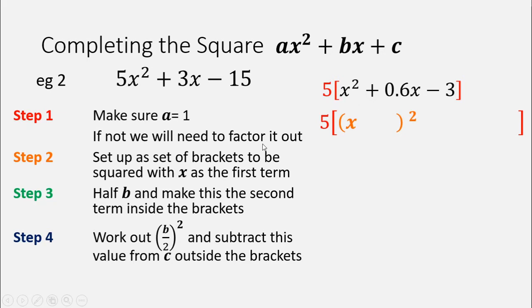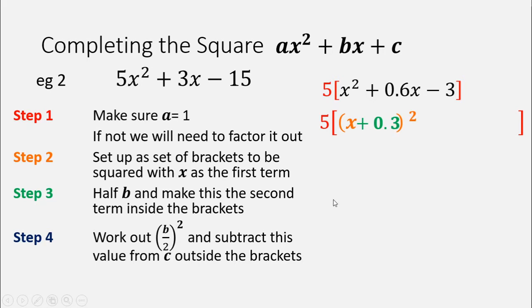Step 3, half of b, half of this decimal value. It is a decimal value, but we can half it nice and easy. Half of 0.6 is positive 0.3. Okay, step 4, work out what b divided by 2 squared is. Work out what this squared is.